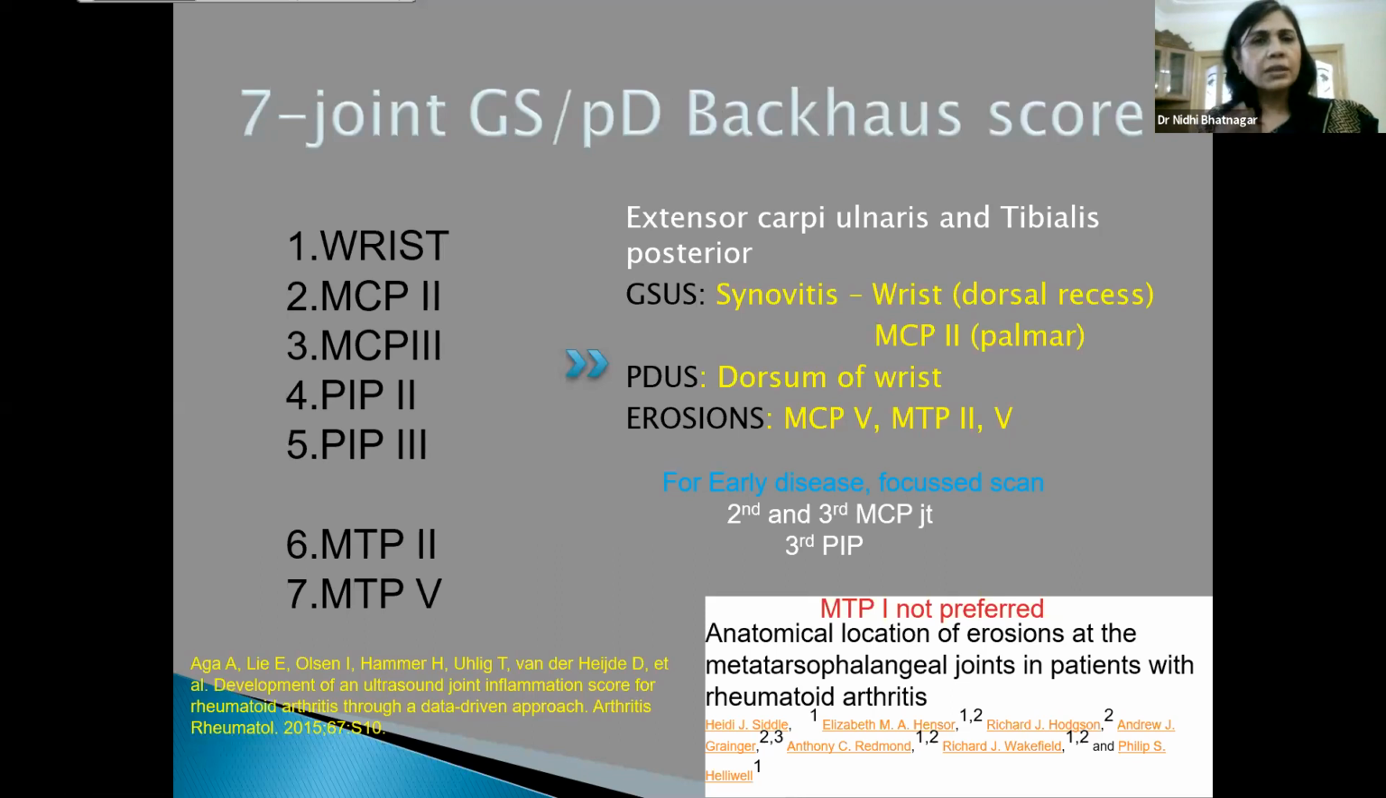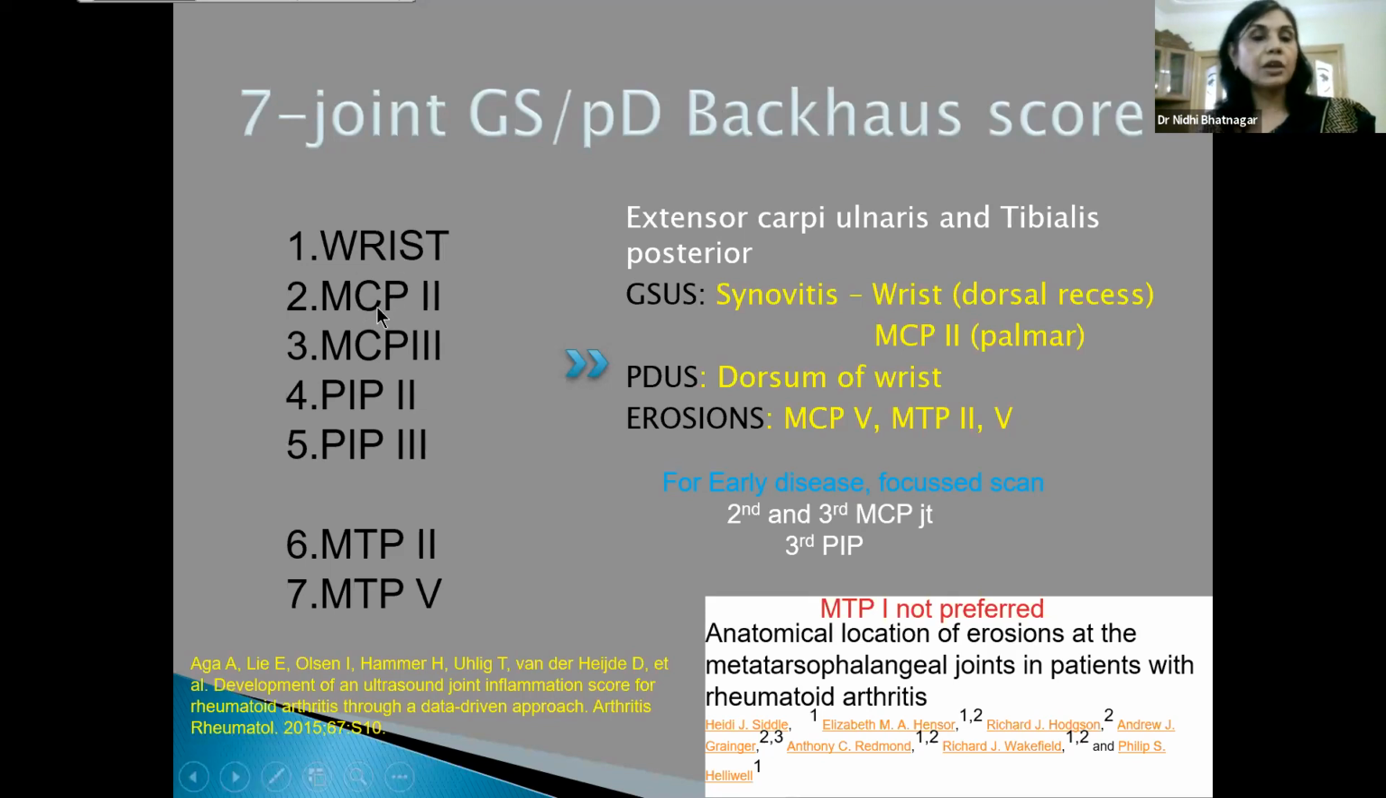So the concept of limited exam is proposed by Backhouse, which we have already mentioned, the 7-joint grayscale power Doppler ultrasound scoring system. And this was then applied to routine clinical practice. The joints to be scanned protocol-wise are the dominant hand wrist, both on the dorsum and the ulnaris aspect. That means we are talking about the dorsal recess and the volar recess.